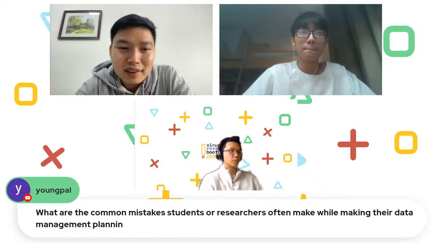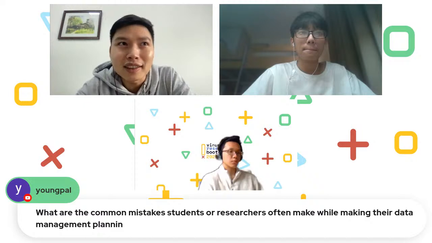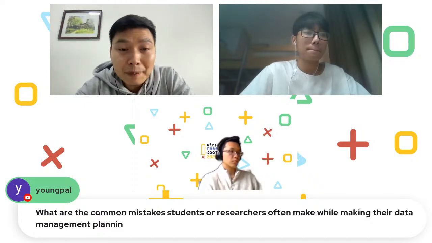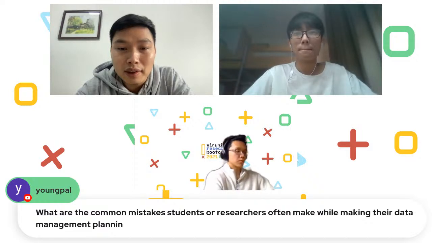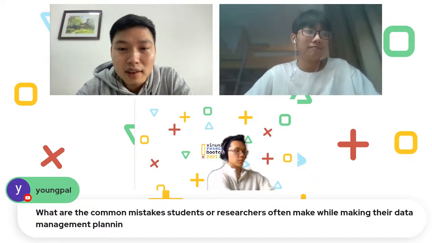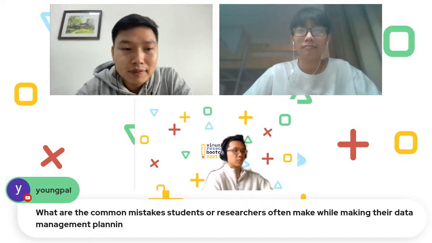So then the advice is maybe think carefully about the effort that you're going to need when creating, collecting, and managing the research data.